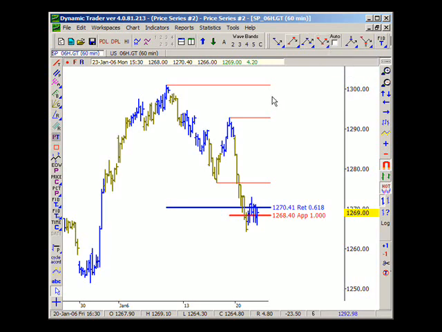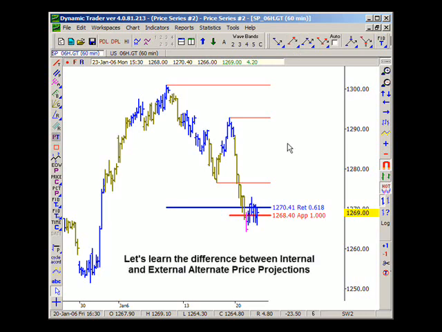So that's just to explain to you how we do the retracements and alternate price projections in Dynamic Trader, so that as we go through the tutorial, I don't have to explain what I'm doing. You'll just see me click on the retracement icons, and they'll all be set up for the right colors and the right lines and how it's displayed. So let's continue on with the learning portion and learn all about alternate price projections and retracements and the differences between internal and external alternate price projections.